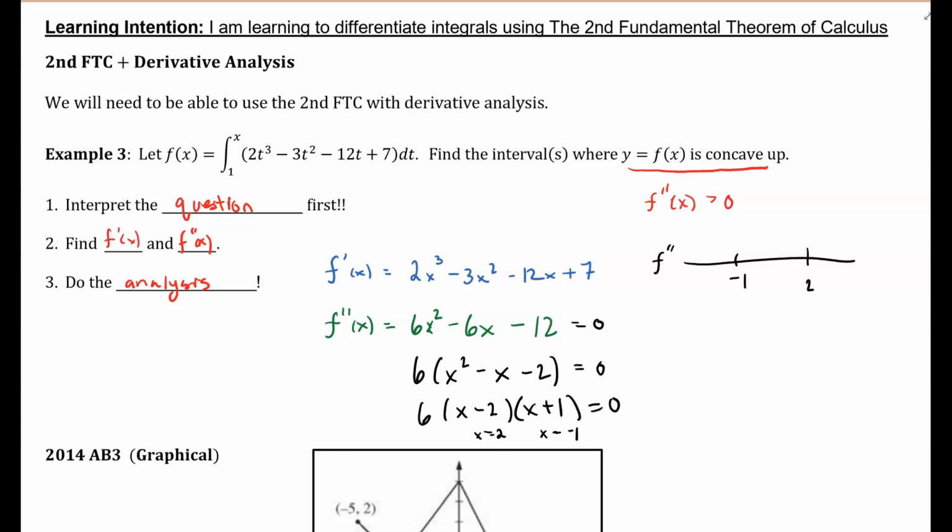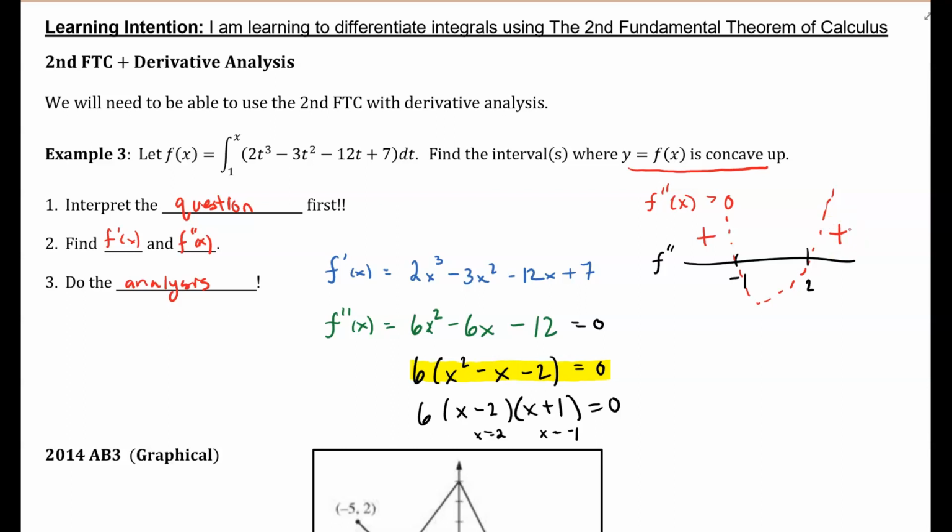Well, look at your f double prime function, which I'm just going to look at in this form, and that's just a parabola. Isn't that an upward-facing parabola? Right? I don't have a negative anywhere to flip it. It's going to look something like this. Okay, so I know f double prime is positive on this interval, positive on that interval. There you go. That is it.